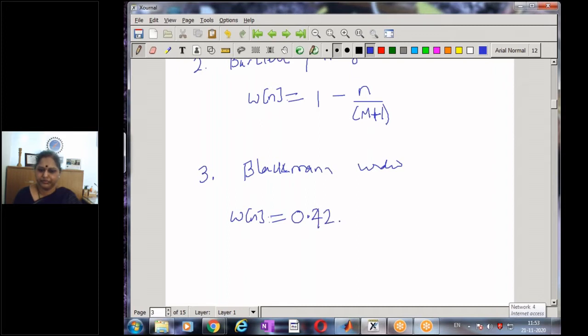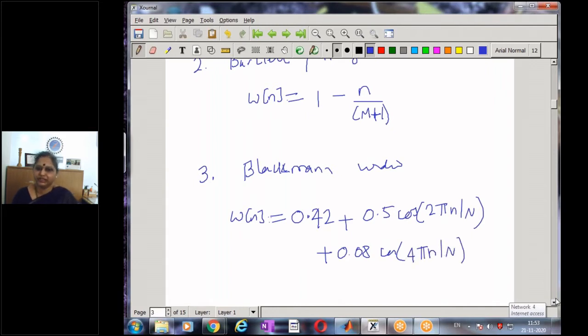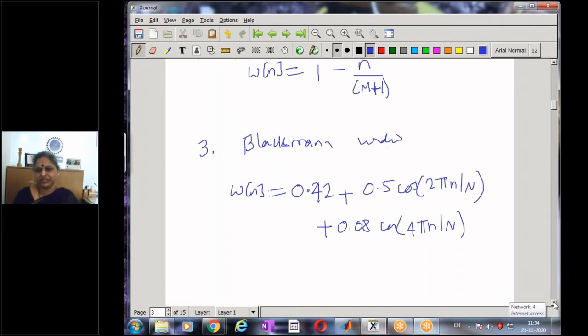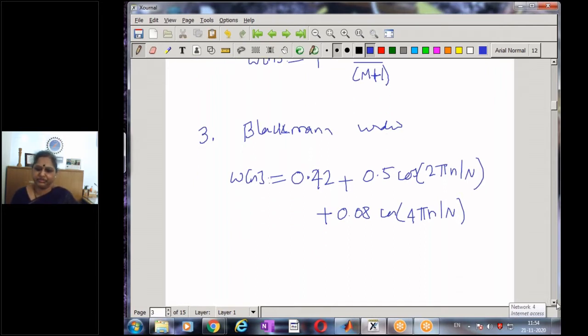0.42 plus 0.5 cos 2 pi n by N plus 0.08 cos 4 pi n by N. So these are some of the example window functions, and there are a large number of them; we do have the Kaiser window, and we can refer to and use any window. But as an understanding, we'll just try to use some of these window functions and see how the design improves.